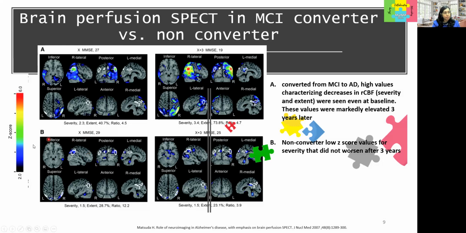In patient B, there is minimal reduced regional cerebral blood flow. Therefore, there is not much significant reduced regional cerebral blood flow with low Z-scores in the temporoparietal region, and they do not show marked changes or worsening in the scan done 3 years later.